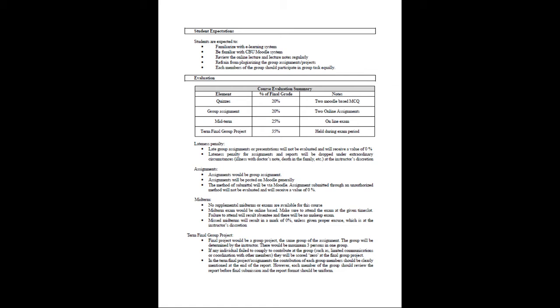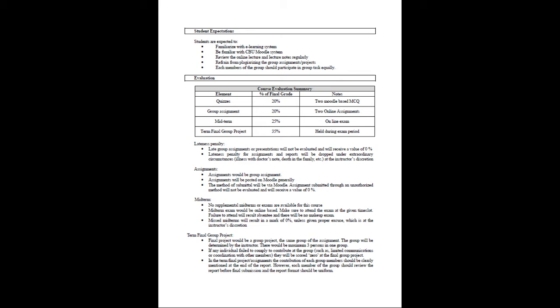And plagiarism, I will discuss more about it later on, but I just want to clarify that there is zero tolerance for plagiarism. What should be considered plagiarism and what is not, I will discuss later.